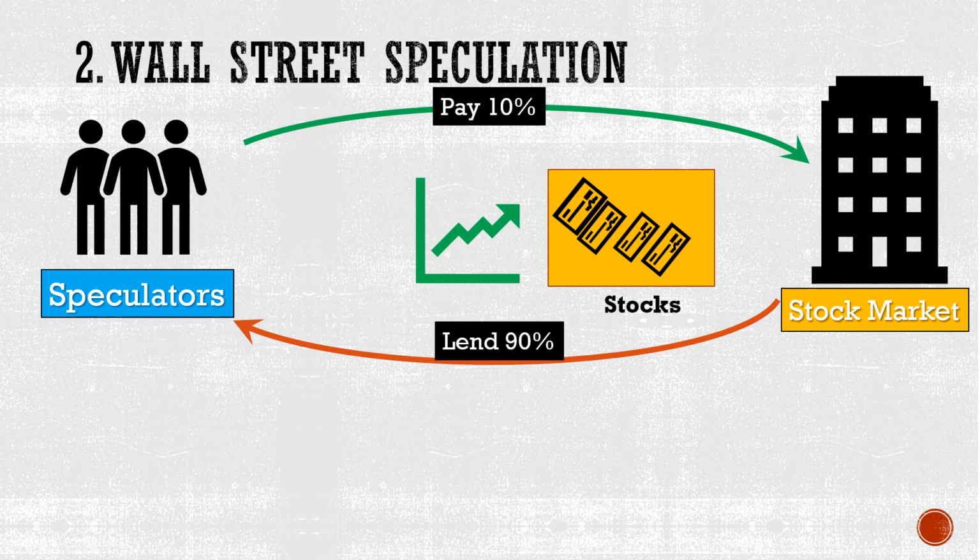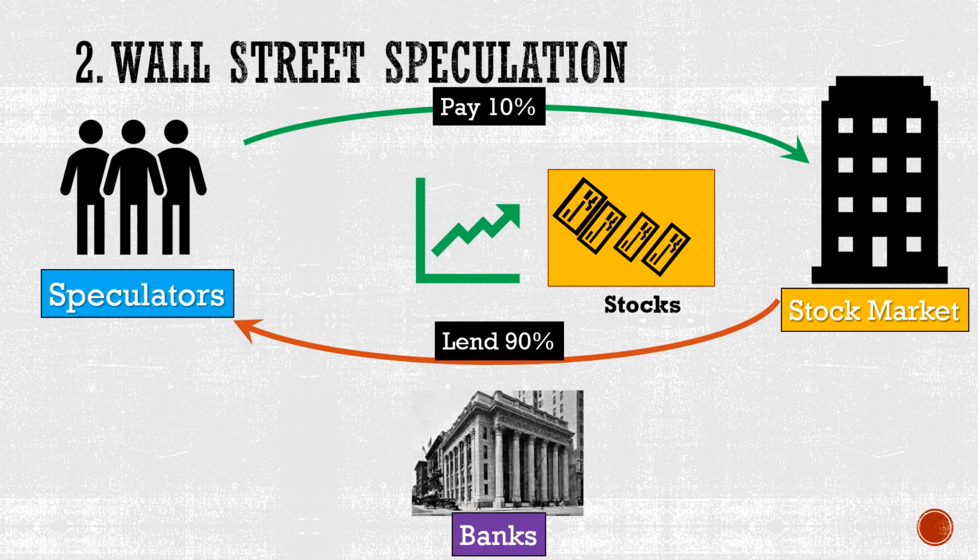So it's all good as long as the stock market is going up. Frequently, speculators didn't even have to pay the 10% themselves. Instead, they would turn to banks, and banks would lend them the 10%. So you would have people who are investing in the stock market with actually none of their own money. It would all be borrowed money.